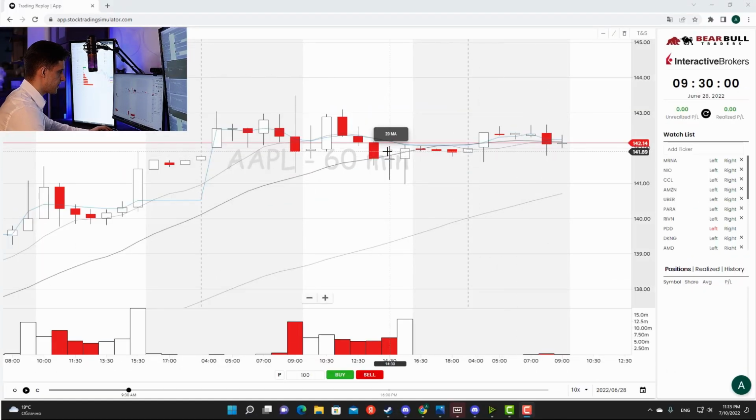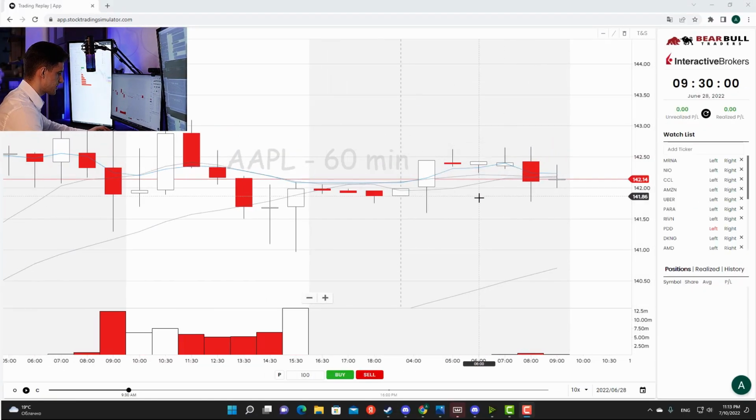So now that you understand these rules, and now that you see when we can actually scalp and what scalping is in general, let's go and see that in examples using the stock trading simulator and replay it in real time. So here guys, you can see the Apple chart.